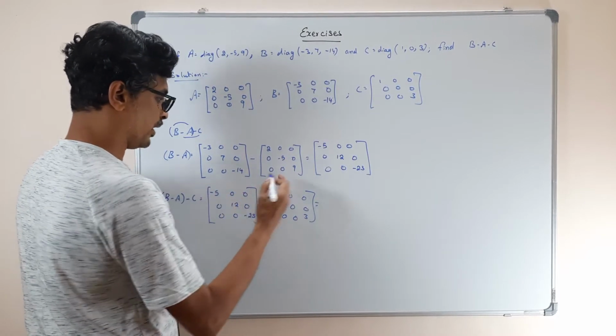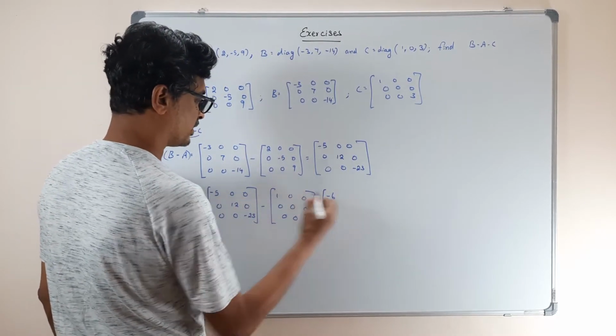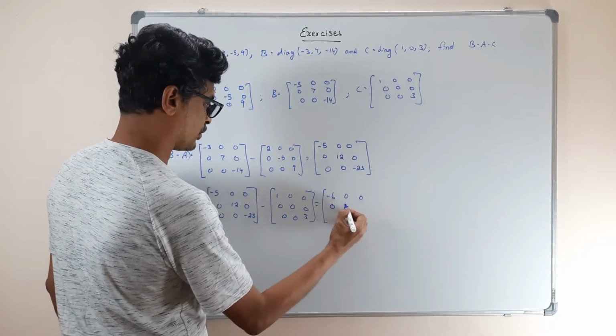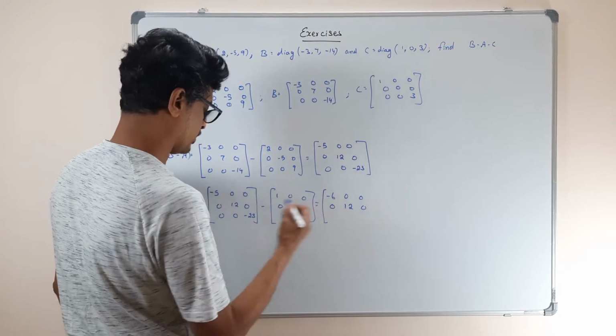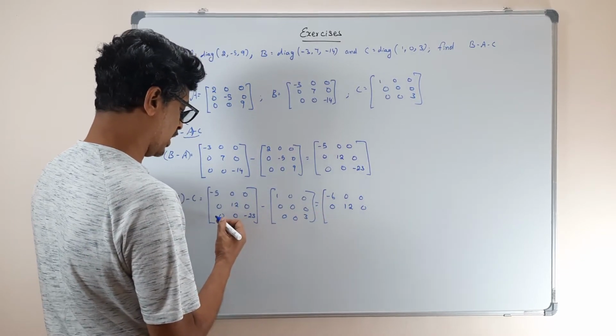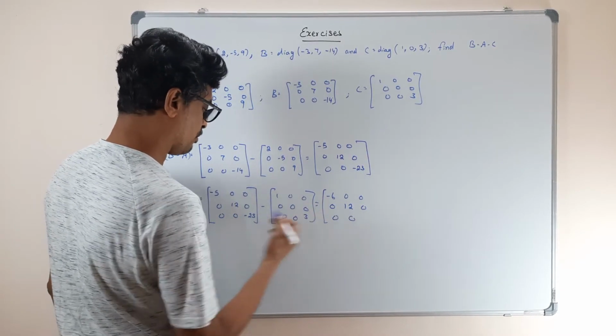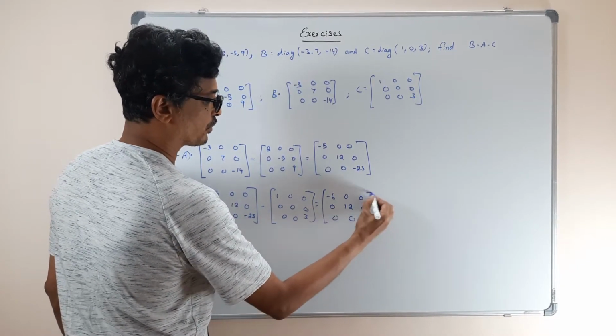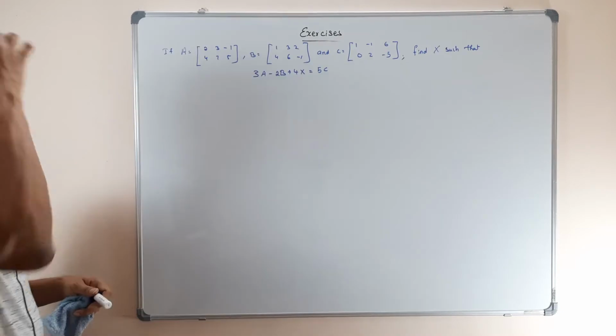So minus 5 minus 1, that makes it minus 6. The rest of elements are 0, 12, 0 because 0 is there. So this is 0, 0, 0, minus 23 minus 3, minus 26. Minus 26. Okay, so that should be the answer.